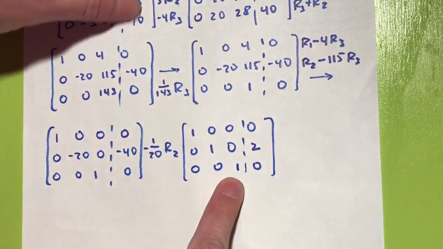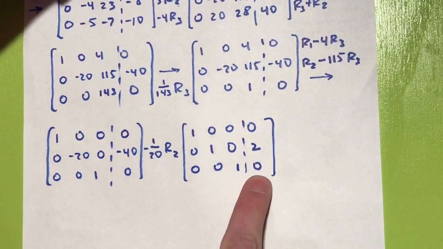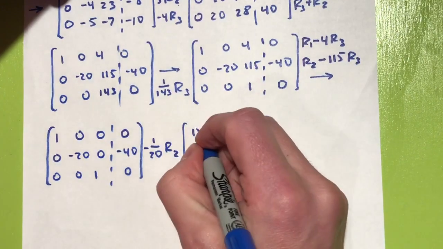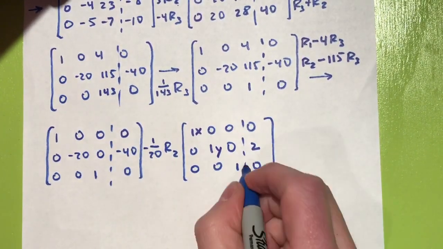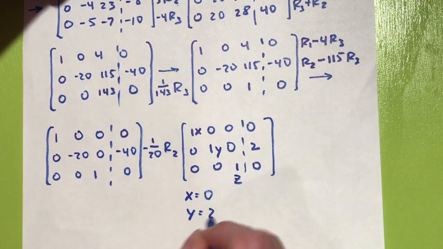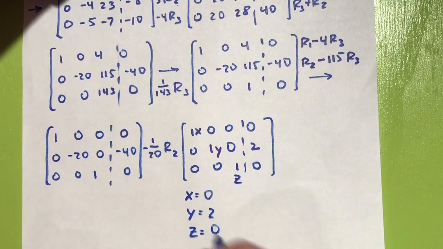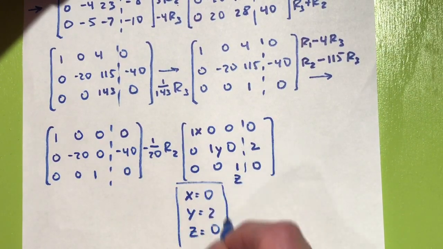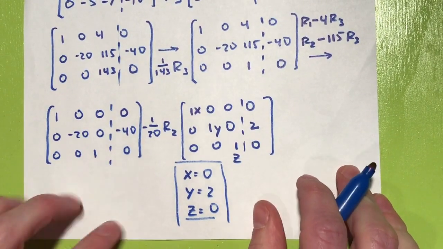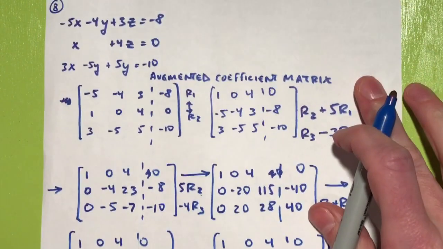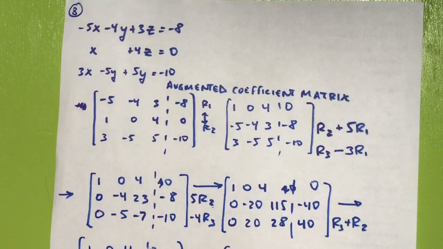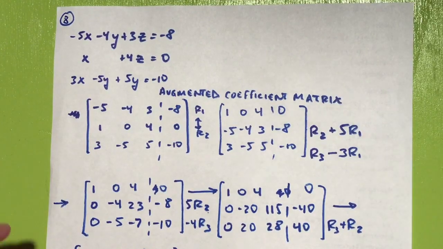We've turned this into the 3 by 3 identity matrix, augmented with our solution set. First column is x, second column is y, third column is z. We have x equals 0, y equals 2, z equals 0. We have solved the 3 by 3 system using an augmented coefficient matrix. And you can check to see that that does in fact work back to the initial values. So that's what we've got. Try out the practice. Good luck. We'll go from there.